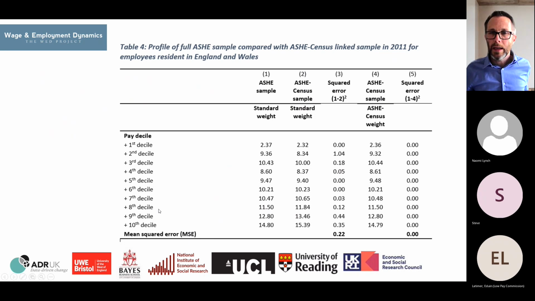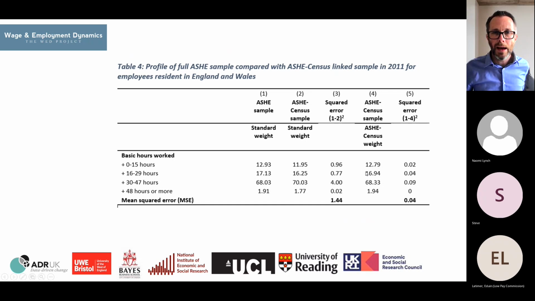Here's the bias by pay decile. If you look at column 3, the squared error, you'll see the bias is in the low paid section. We've got too few people on low pay in the ASHE-Census sample, and our ASHE weight resolves that because you can see the bias disappears in column 5. If we go on to hours, you'll see there's a small bias towards people working 30 to 47 hours a week. So 68% in the ASHE sample, 70% in the linked ASHE-Census sample. Again, our weights resolve that problem.